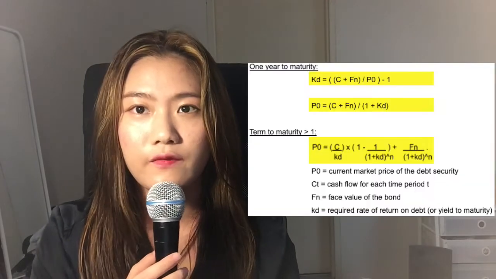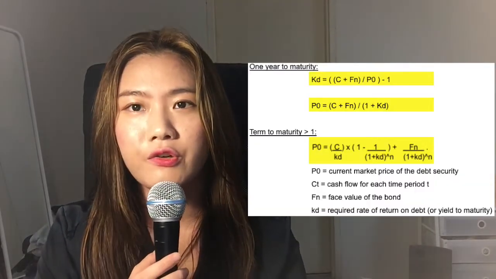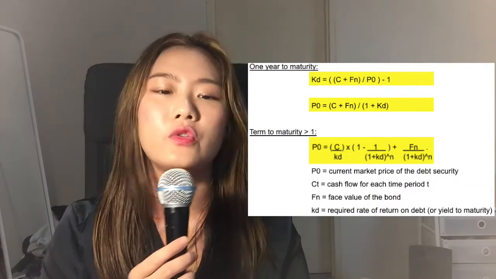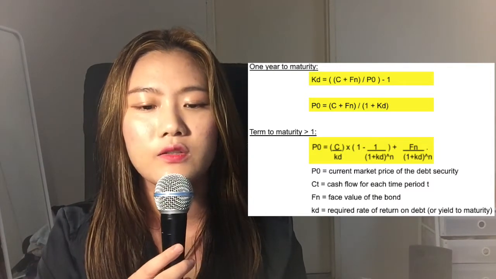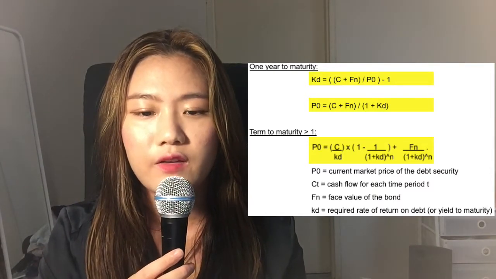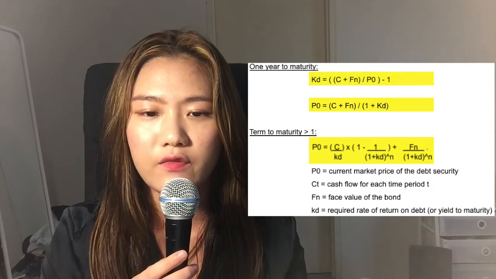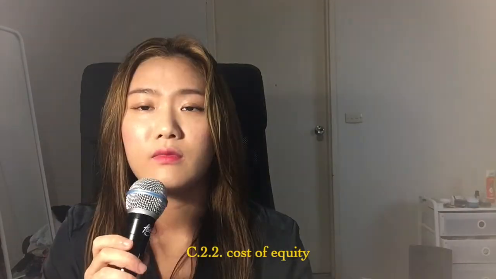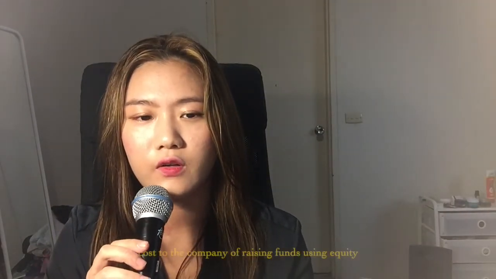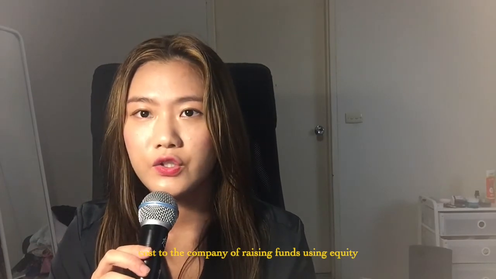Now, from here, this is when the mathematical formulas are going to be used. If you want to calculate cost of debt and it has a year to maturity of 1 year, then you would do coupon payment plus face value of the bond divided by the current market price of the debt. Okay, cost of equity. This is to do with the cost of the company raising funds using equity.